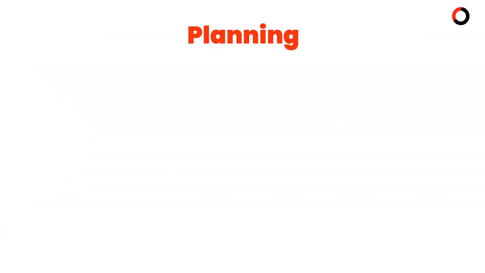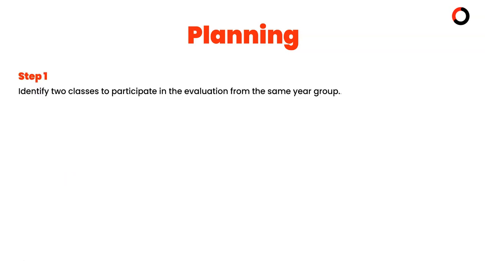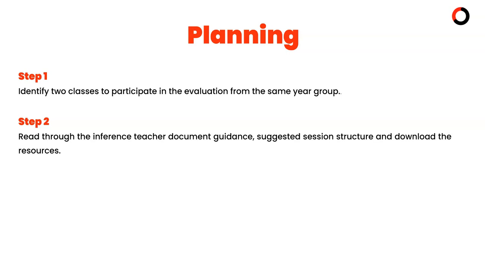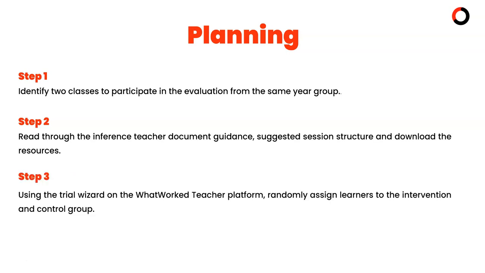So let's look at a step-by-step approach to how you set this evaluation up in your school. Step 1. Identify 2 classes to participate in the evaluation from the same year group. Step 2. Read through the inference teacher document guidance, suggested session structure, and download the resources. Step 3. Using the trial wizard on the What Worked Teachers platform, randomly assign the classes into the intervention and the control group.